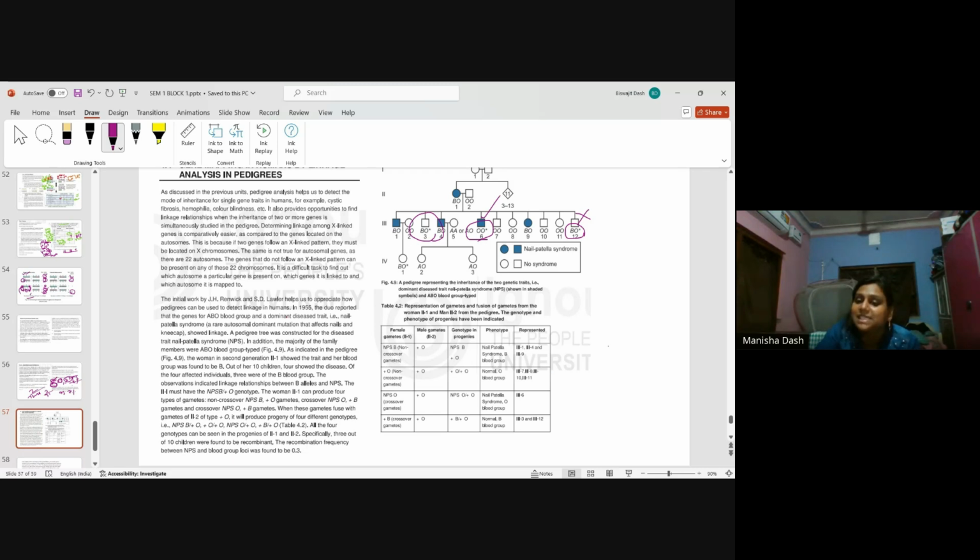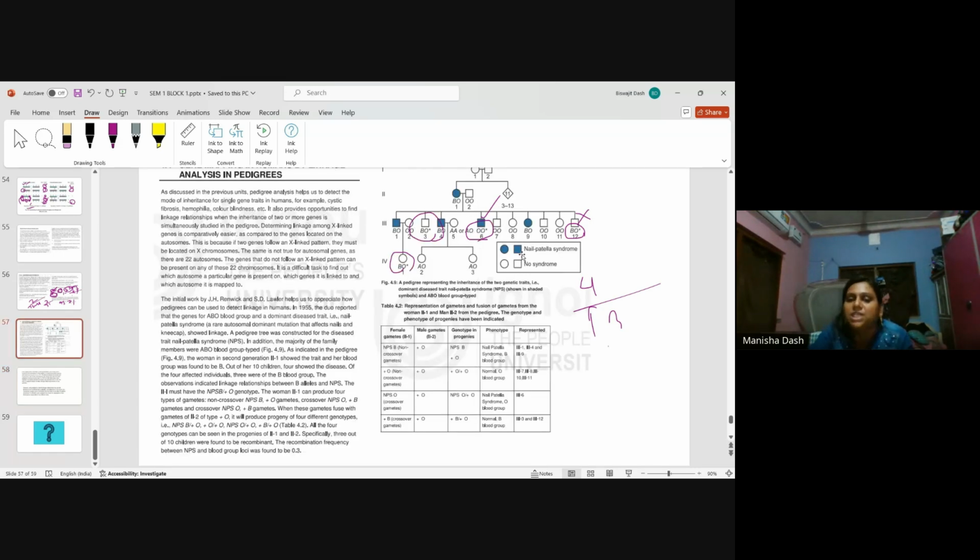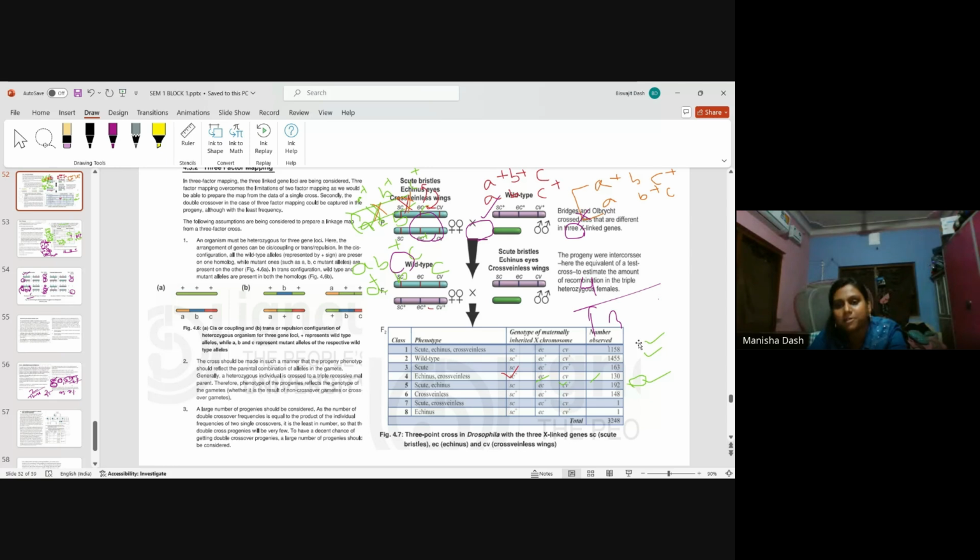So this is something different from the parental combination. These are nothing but recombinants. Here also, this is blood group B but does not have the nail patella syndrome. So among a total of 13 progeny, only 4 have the recombinant character. So what is the recombination frequency? That is 4 by 13, nearly equal to 31%. So the distance between the gene for blood group B and the gene causing the nail patella syndrome is simply 31 map units, or the recombination frequency between them is 31%.